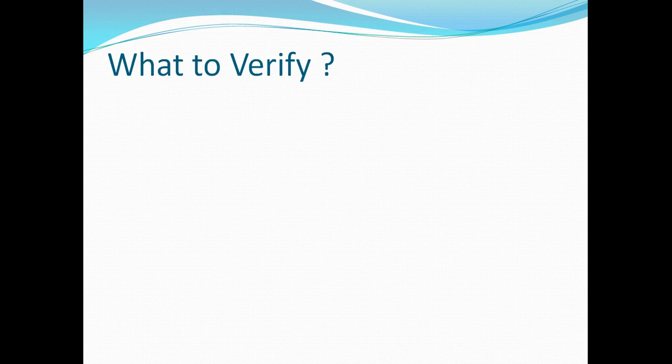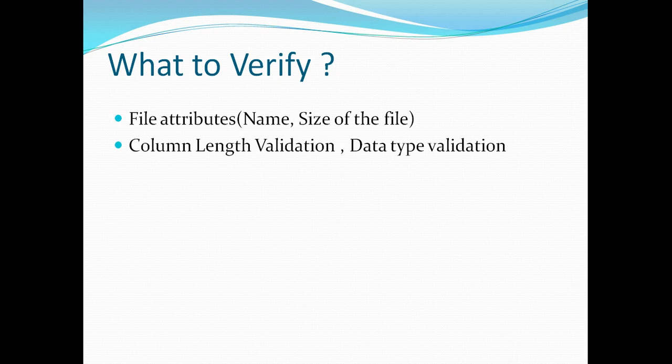The first thing that you should validate is the name of the file that you will be receiving and the expected size, and I will tell you in a moment why exactly this is so important. Then we are going to talk about column length validation and data type validation. The files that we are getting will be loaded in our tables, so we need to make sure that we opt for the right data type and choose the correct column length and that kind of stuff.